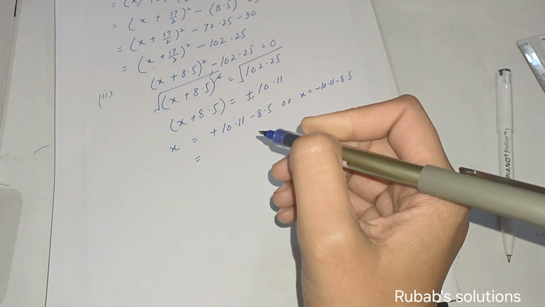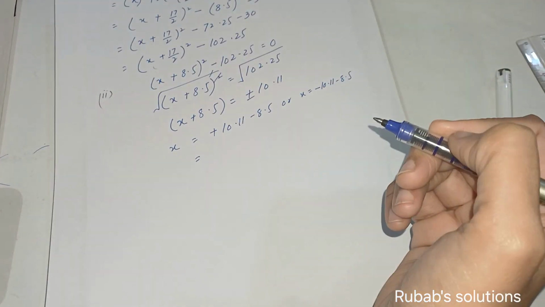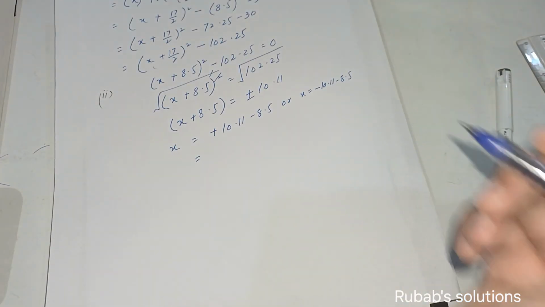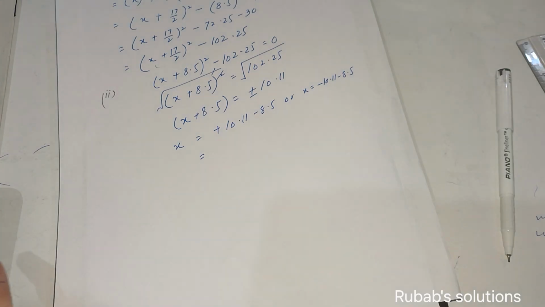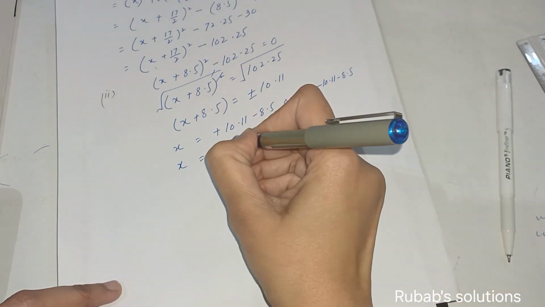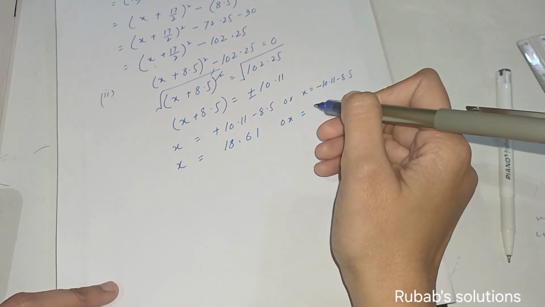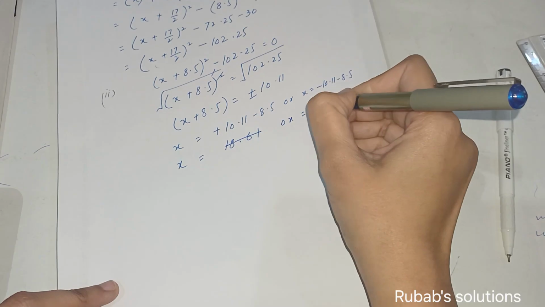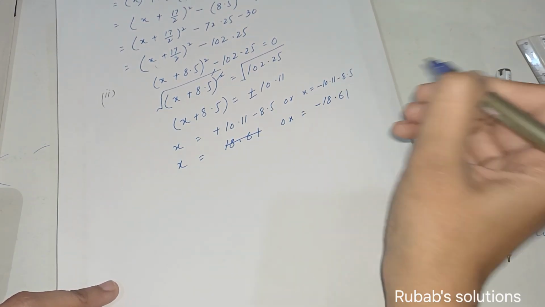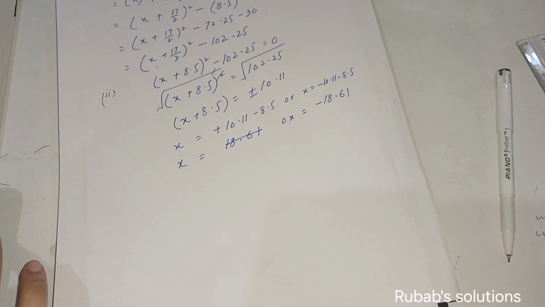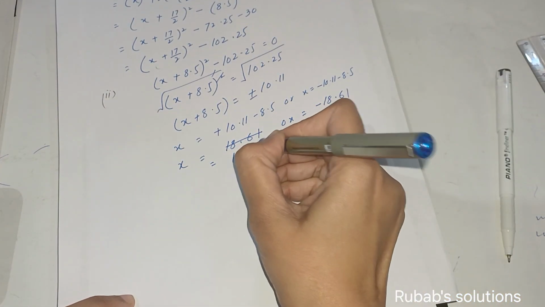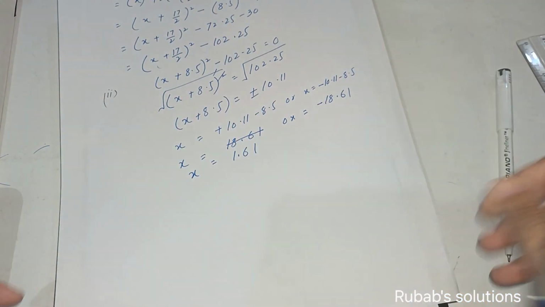So from here I will get an answer that is plus 8.5. So from here you will get an answer that is 18.61, or from here I will get an answer, sorry, this answer is of this one, minus 18.61, and over here I have to subtract basically. Okay, wait, so the answer from here, it is 1.61. So both answers I got.